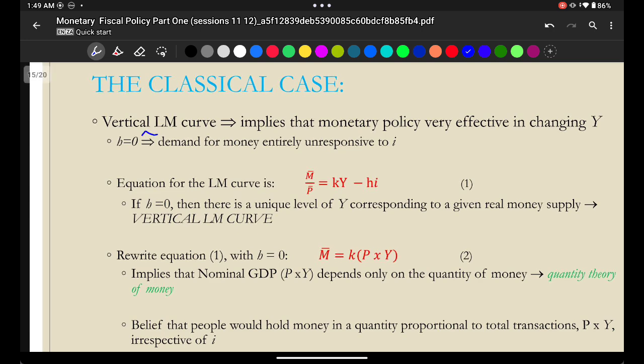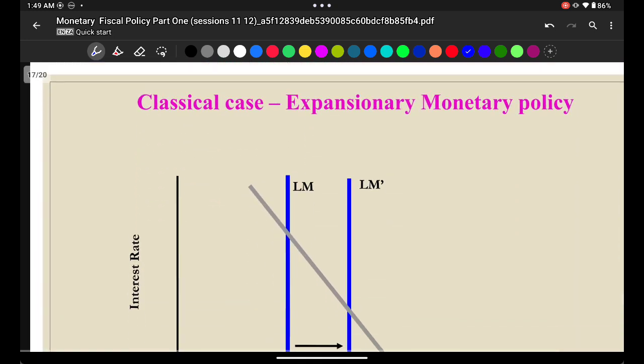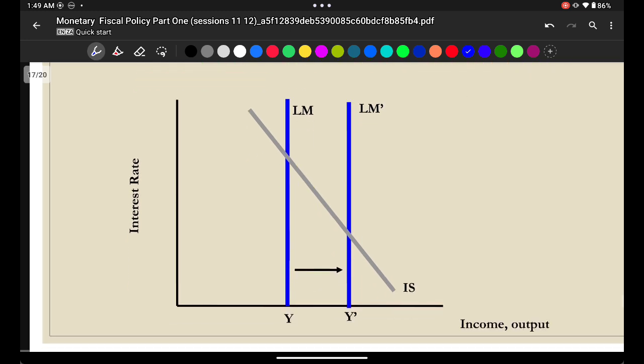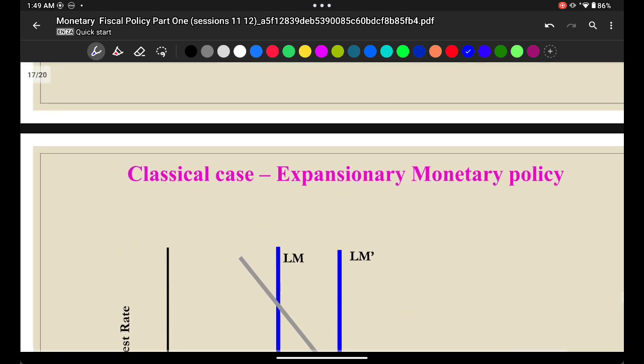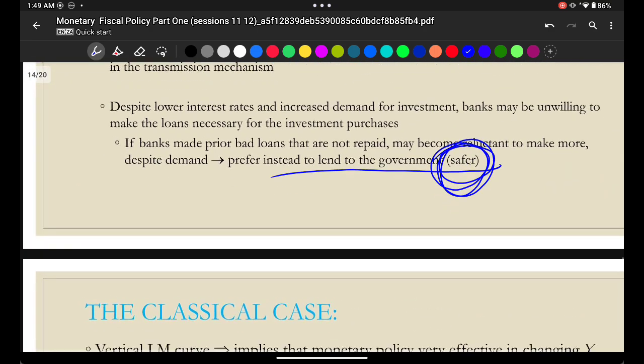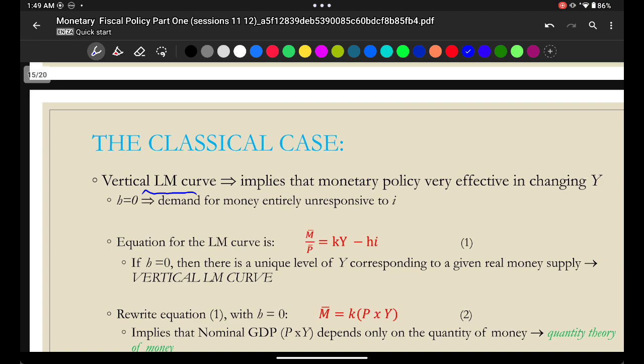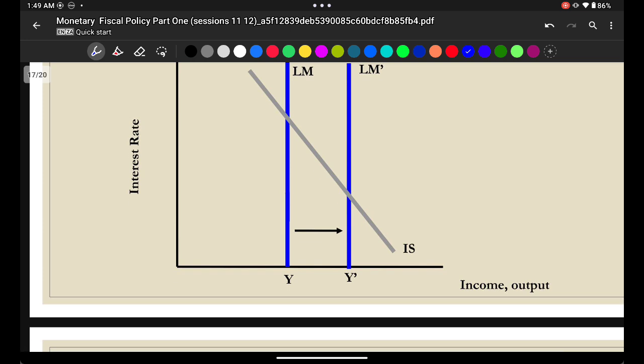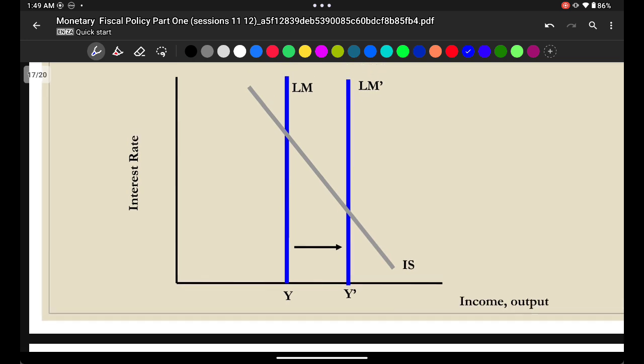Now, what if our LM curve is classical? Classical means vertical. So if our LM curve is vertical, and we increase the supply of money, monetary policy is very effective. Why? Can you see, when we increase the supply of money, that's obviously going to be the money market, so the LM moves. Can you see how it moves quite far? So it's very, very good if it's vertical.